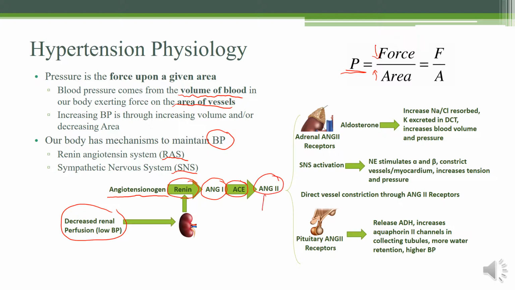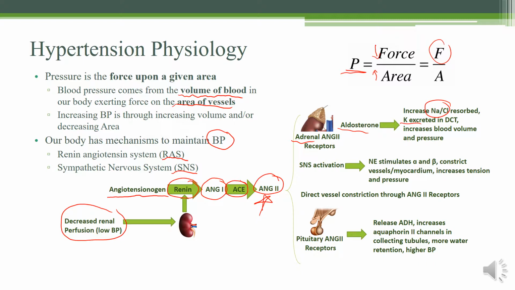Now, angiotensin 2 is a very strong factor here in the process of increasing blood pressure. It has several effects. It'll go to the adrenal glands and it will release aldosterone. Aldosterone causes increased salt retention or increased salt reabsorption and increased potassium excretion in the distal convoluted tubules. And this overall increases the volume of the blood. And increasing the volume means that you have an increase in the force, which increases the blood pressure.